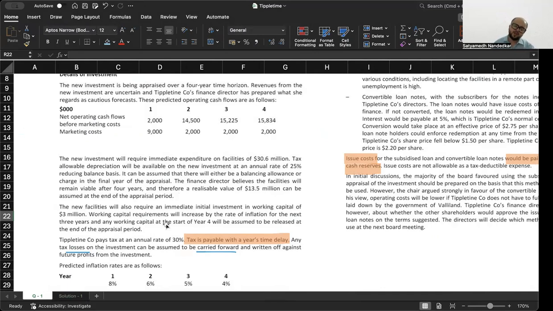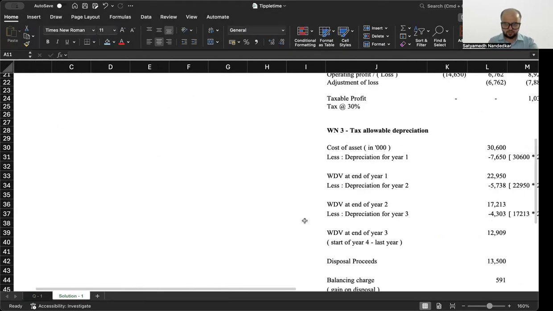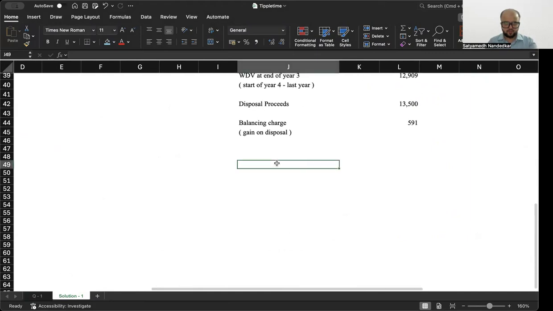New facilities will require an immediate initial investment in working capital of 3 million. Working capital requirements will increase by the rate of inflation for the next 3 years, and any working capital at the start of year 4 will be assumed to be released at the end of the appraisal period. Now, again, one of those typical working capital adjustments that you have to do. So, working note 4, working capital adjustment.